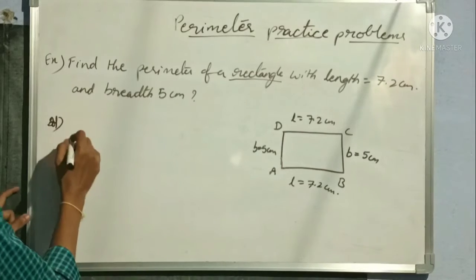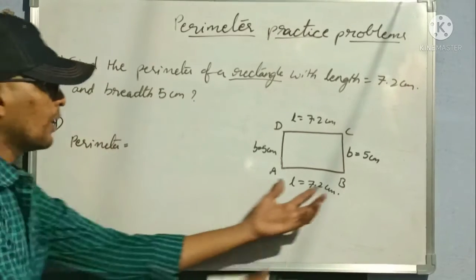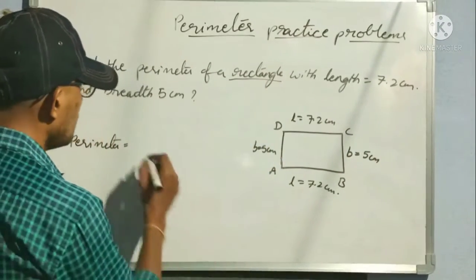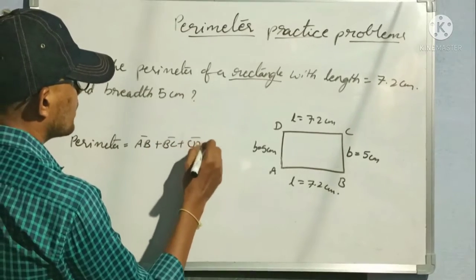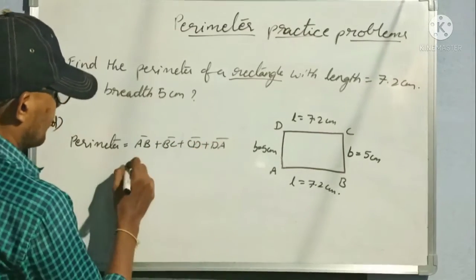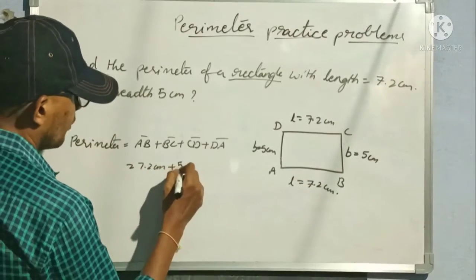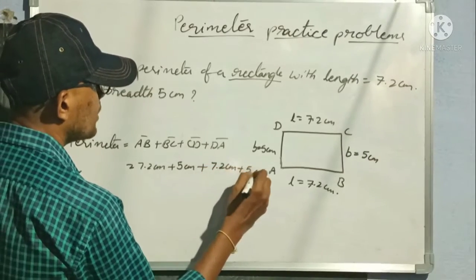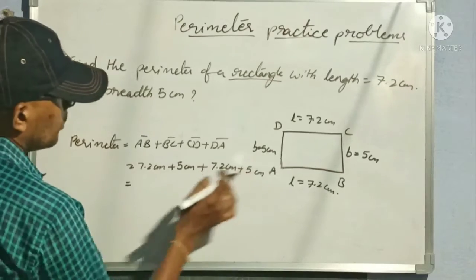Okay. Now let us find the perimeter. We know that perimeter is equal to the sum of all sides, right? AB, BC, CD and DA. If we add them, we are going to get the perimeter. So AB plus BC plus CD plus DA. AB is how much? 7.2 centimeters plus 5 centimeters plus 7.2 centimeters plus 5 centimeters. So 7.2 plus 5 plus 7.2 plus 5.